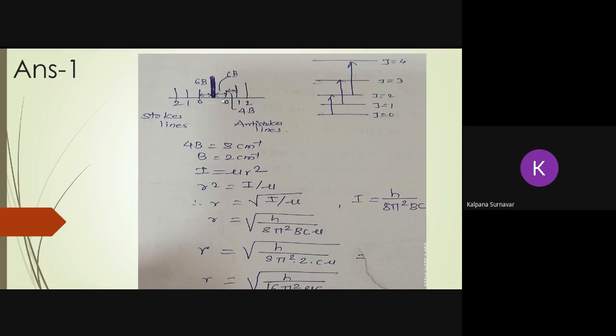And see here, Stokes lines and anti-Stokes lines are observed in Raman spectroscopy. This thick band shows the Q band, and on the left side there is a transition, and the energy gap between these transitions is 6B. Then from this, on the left side or the right side, all the energy levels have a gap of 4B.